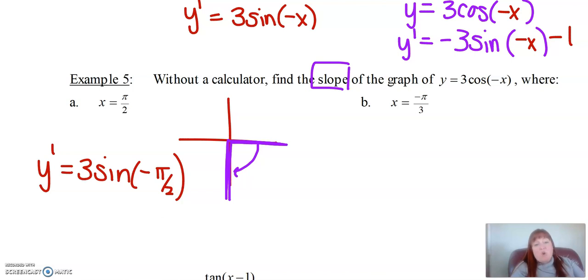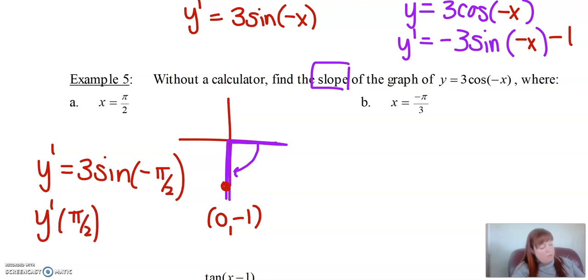Okay, so what is the sine? Well, this point right here is (0, negative 1), and sine is our y coordinate. So the sine at negative pi over 2 is negative 1. So y prime of pi over 2 equals 3 times negative 1. So we have negative 3.